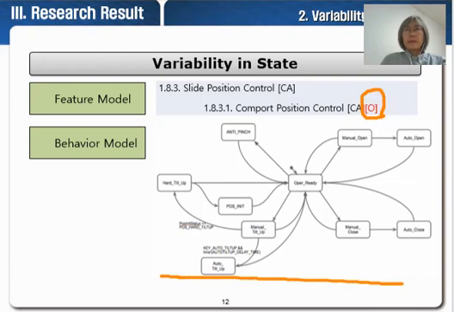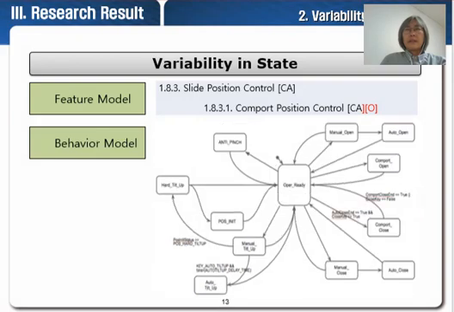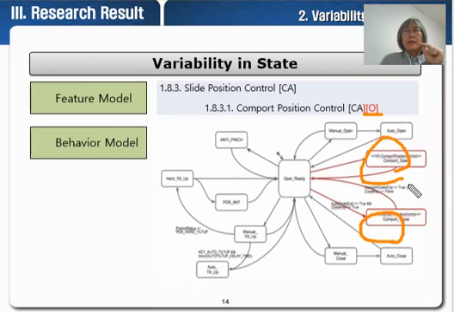But if we need this feature, the behavior model is changed like this. Two new states are added because of these optional states. With this variability, in product line engineering, we should have a model like this.